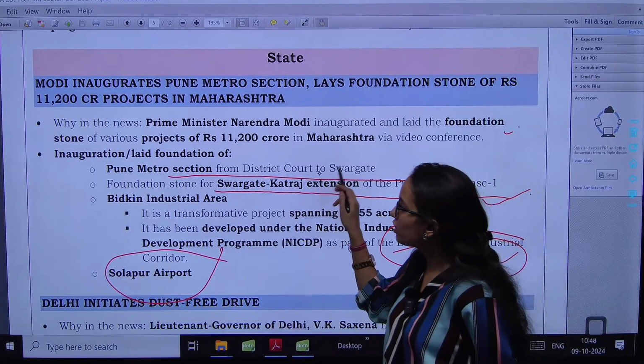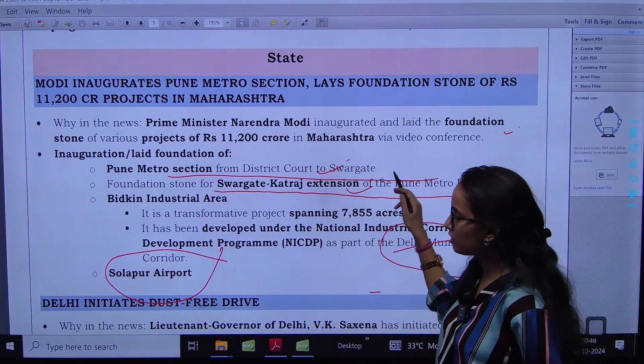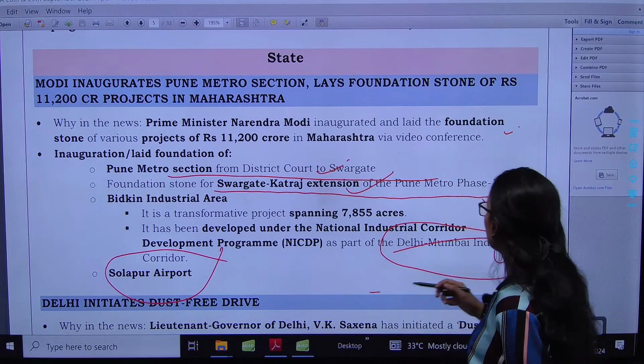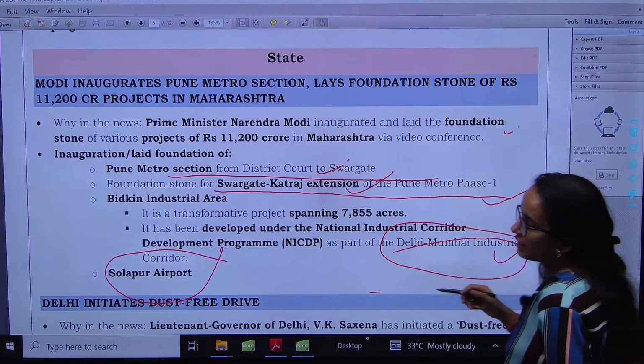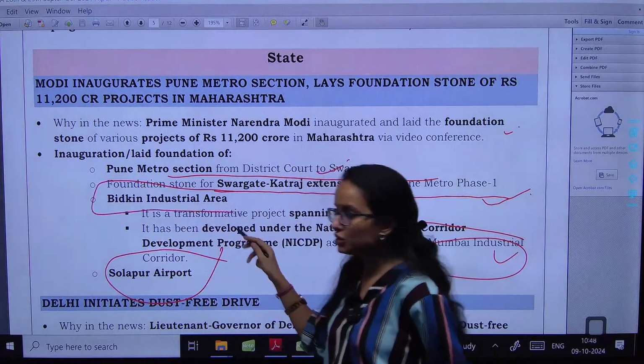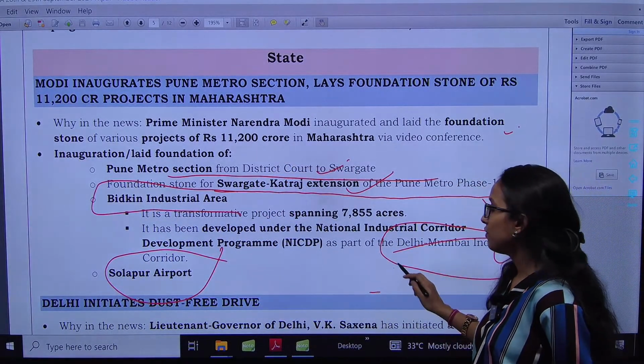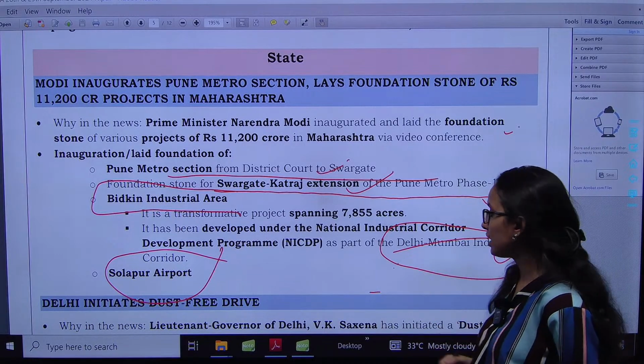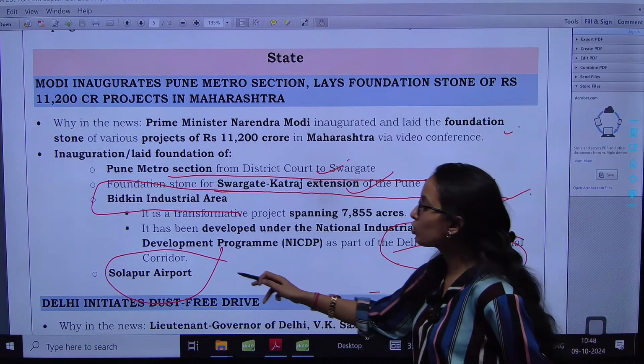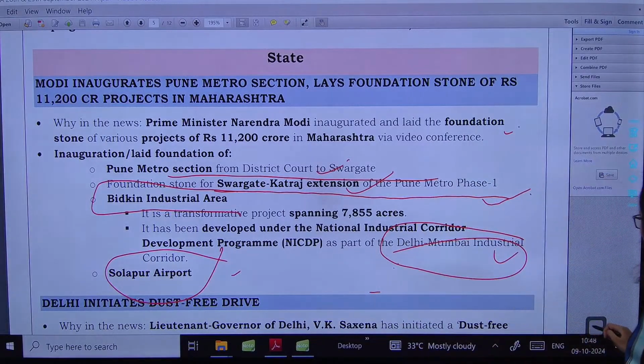Remember them: Pune Metro section, Swargate Katraj extension of the Pune Metro phase 1, Bidkin Industrial Area. Bidkin Industrial Area, remember they can ask you the location. So Bidkin Industrial Area, which is also a part of the Delhi-Mumbai Industrial Corridor, and Solapur Airport.